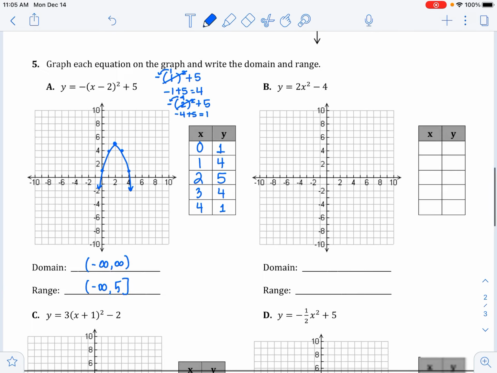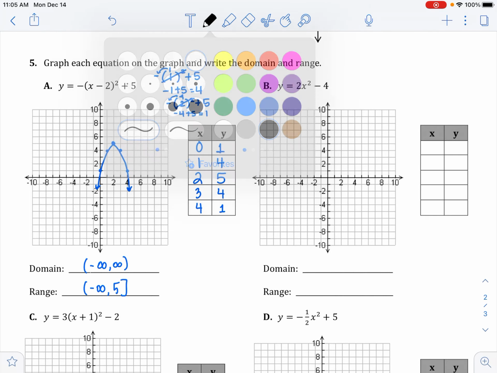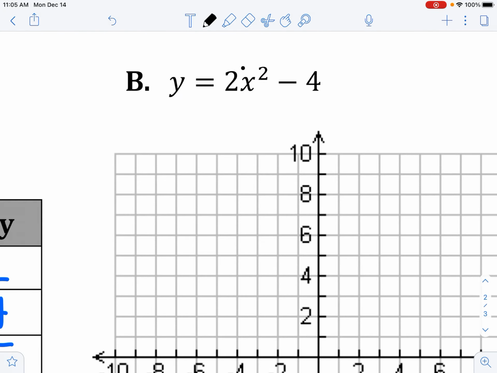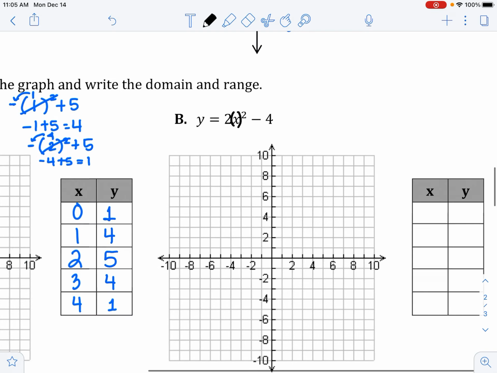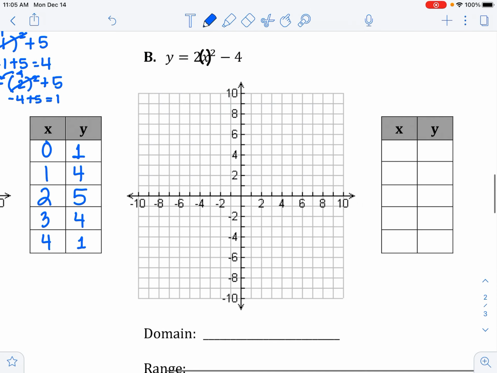All right, next one. What I noticed about B here is that there's no parentheses in it. Remember, when there's no parentheses, you may add them, but you only may add them in one place, and that is around x. Okay, so now I'm going to get my vertex. By putting those parentheses, it helps me see that my vertex is at 0, -4. Now I'm going to plug in 2 values bigger than and 2 values less than 0. So 1 and 2, and -1 and -2. All right, plugging in 1, I have 2 times 1 squared minus 4.